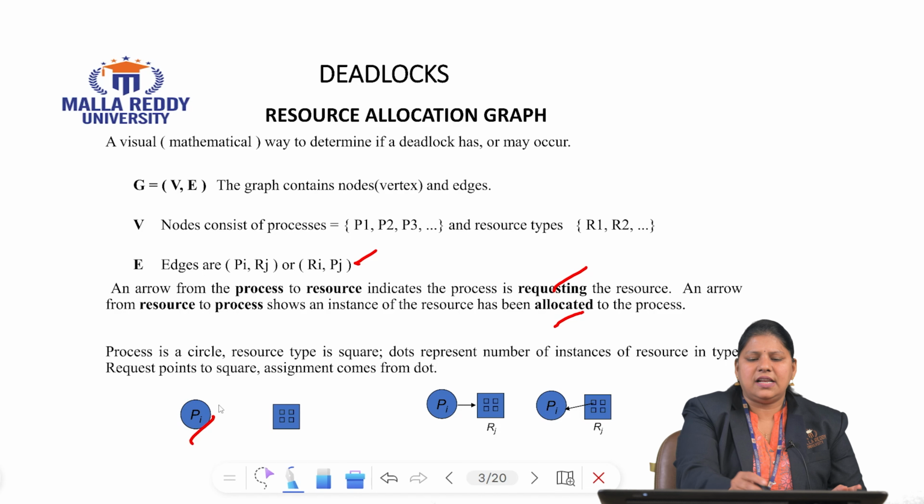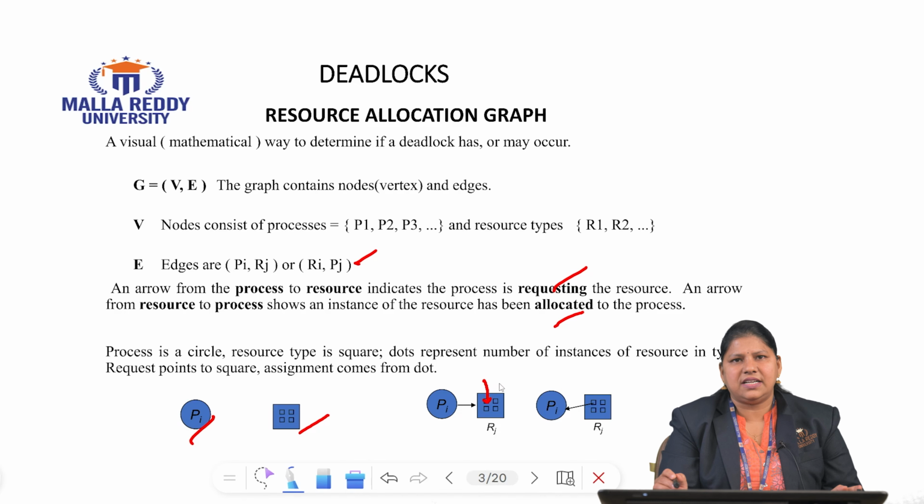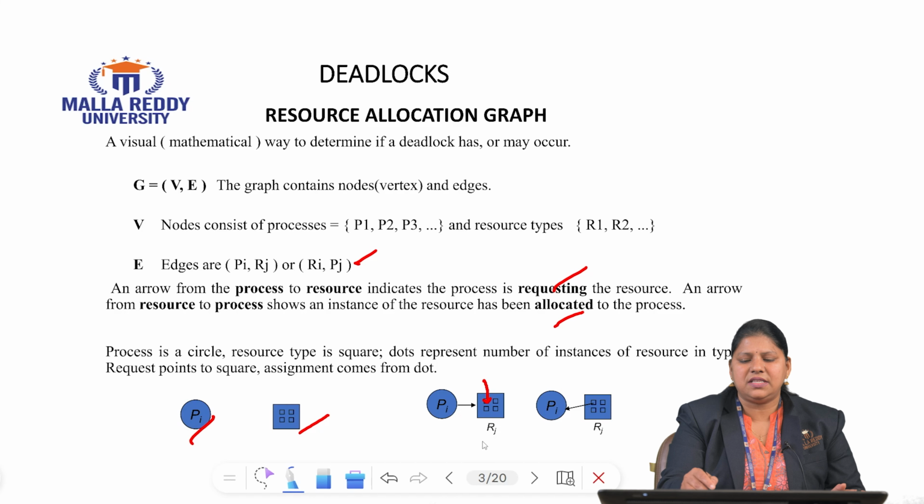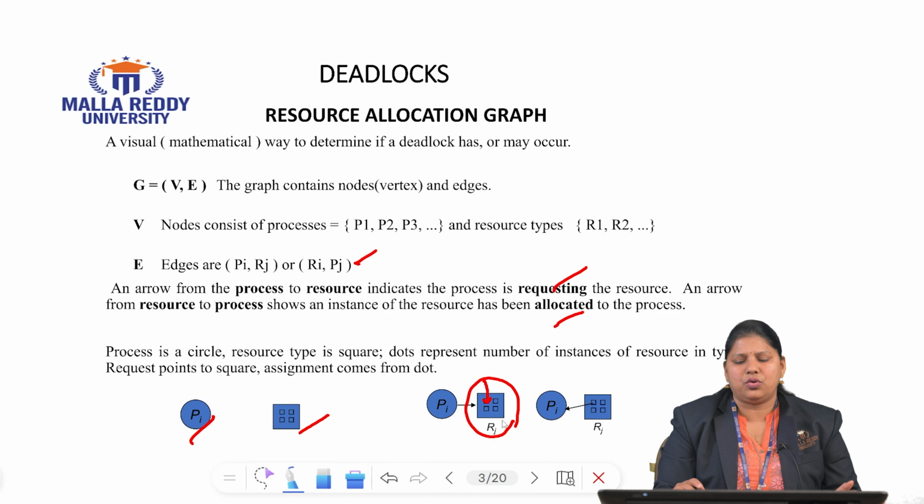A process is a circle and a resource type is a square. Inside the resource, the dots represent the instances of the resource type. Suppose I have the same type, like a printer, and I have 4 printers. So the resource type is the same and the instances here are 4, represented by dots.